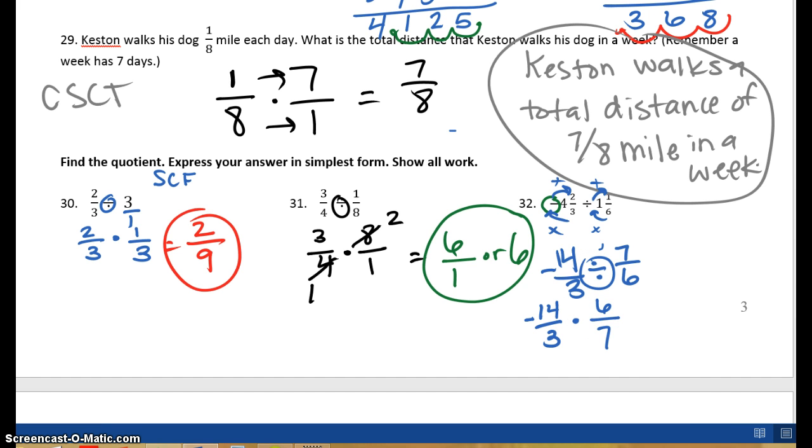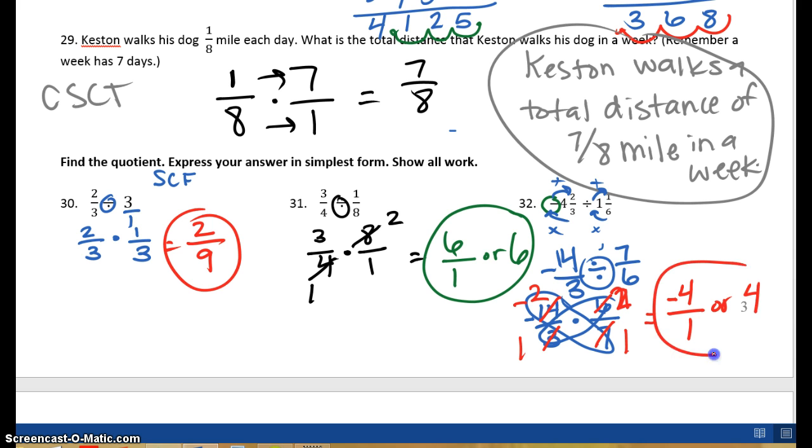Now I can see that I have a couple numbers I can cancel here with my diagonals. 14 and 7 both can be divided by 7, so this becomes a negative 2. Remember to keep that sign. This becomes a 1. 3 becomes a 1, and 6 becomes a 1. Oh, I'm sorry, that 6 should be a 2 there. So when I multiply across, I end up getting negative 4/1, or just 4. Again, either one of those will work.